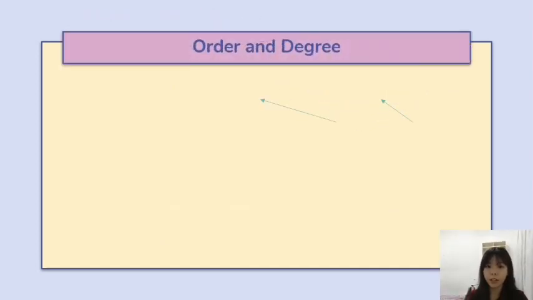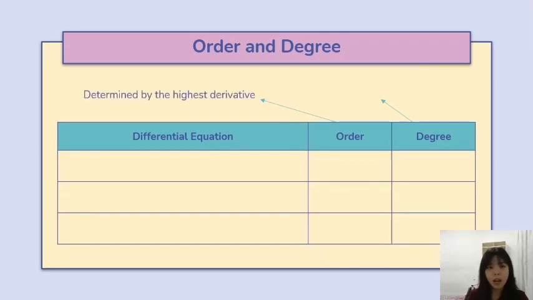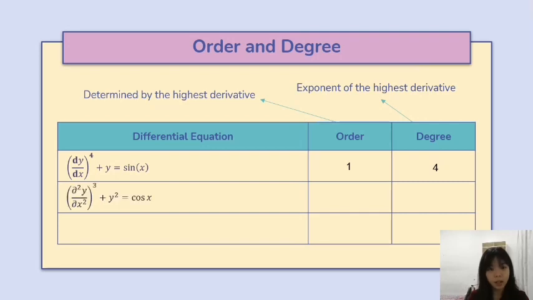First, we need to know what the order and degree of a differential equation are. The order is determined by the highest derivative, while the degree is the exponent of the highest derivative. Here are three examples of differential equations. The first example has order 1, degree 4. The second example is order 2, degree 3. And the third example is order 3, degree 1.